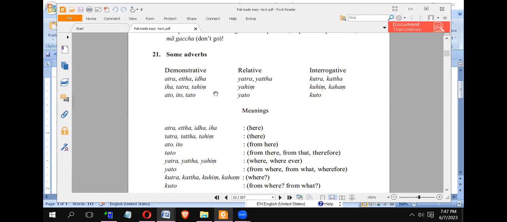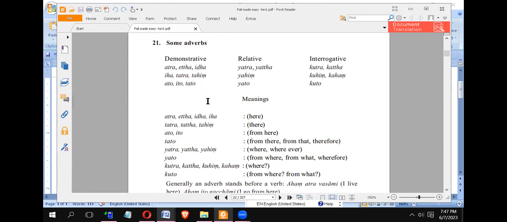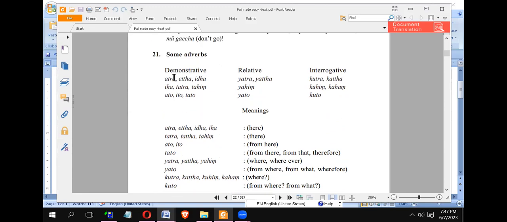Adverbs means there is a lot of new vocabulary for you, but it's not so difficult to remember. Demonstrative: we are pointing to a place like here or there. That's why it's called demonstrative. So atra, eta, ida, iha, tatra, tahim. Ato, ito, tato. Yatra, this is relative: yatra, yatta, yahim, yata, yato. Interrogative simply means a question: kutra, kata, kutim, kahang, kuto. It seems like a lot, but actually not so difficult.